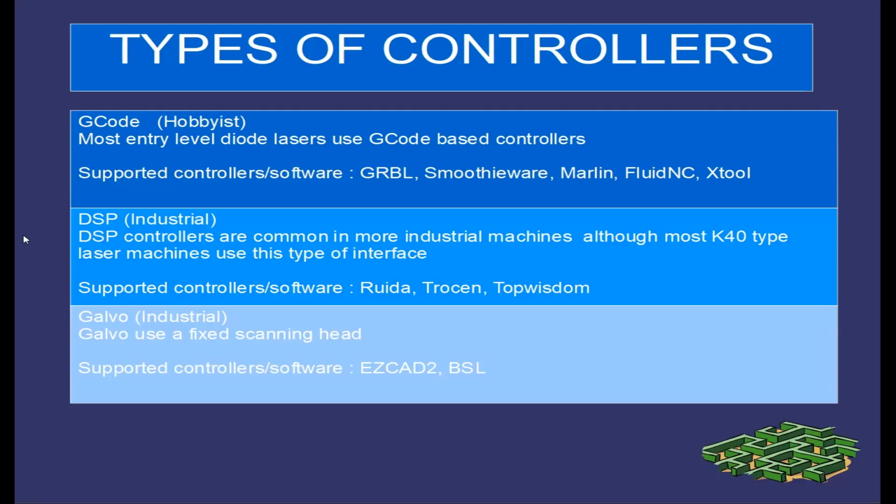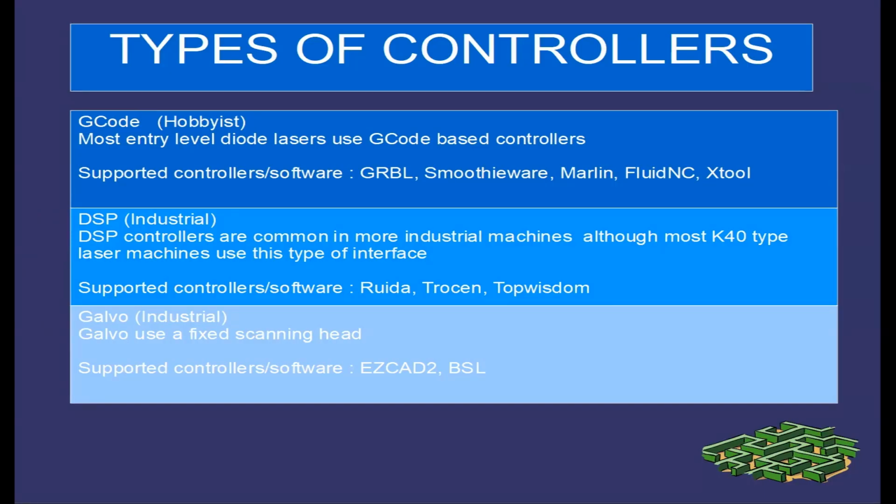DSP, these controllers are mainly used in the K40 type lasers and the mid-range stuff that uses gas lasers mainly. And the different controllers there are Ruida, Trocen, and Top Wisdom, the three main ones. There are a lot more that we use. But that's mainly industrial stuff we're talking about there. And then there's Galvo, which the fiber lasers come into.